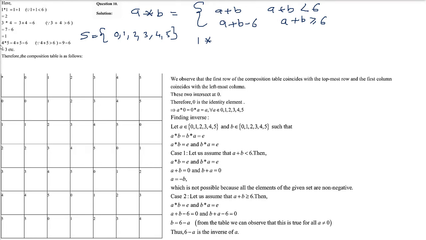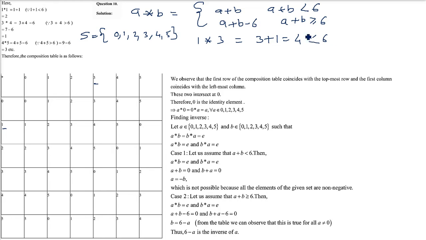Why am I taking 1 operation 3? See, on the left there are other operations also. This is how we are going to fill the values. So 1 operation 3, what do you get? First we have to add them, so first we find A plus B, 3 plus 1. Now this 3 plus 1, 4, is less than 6.